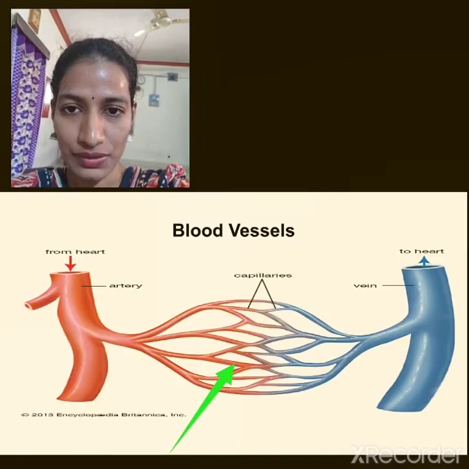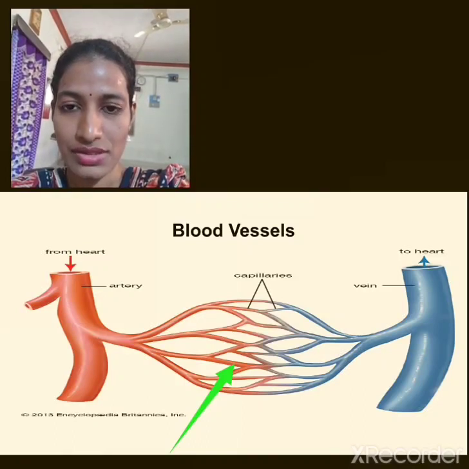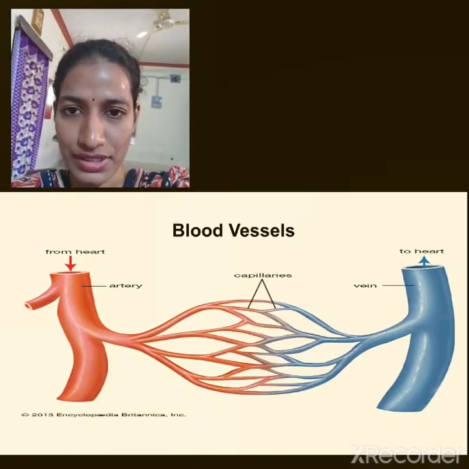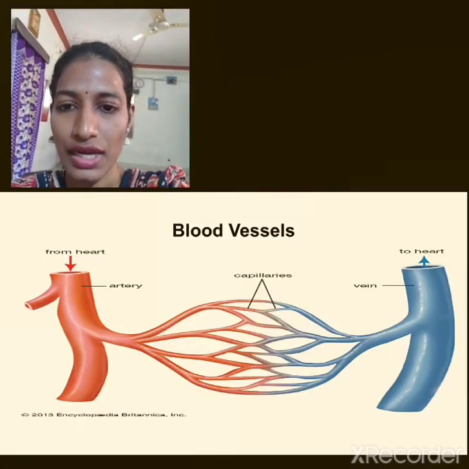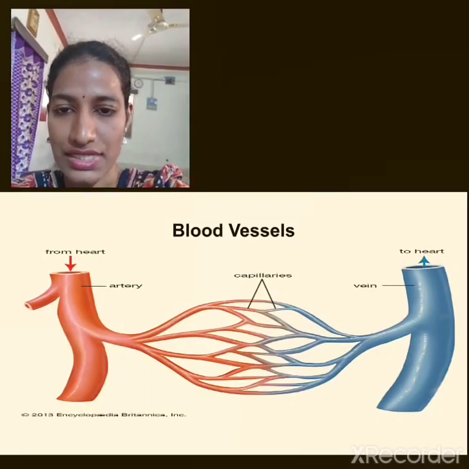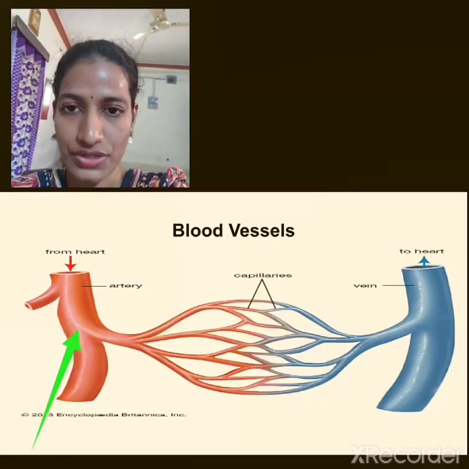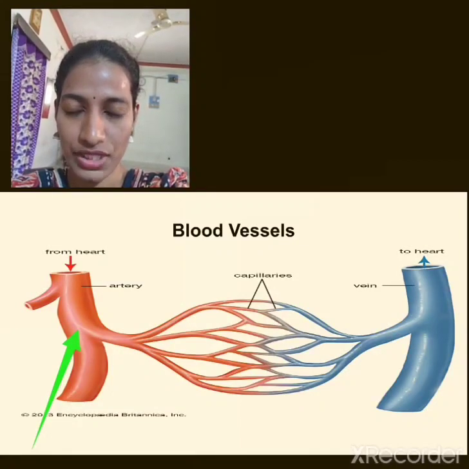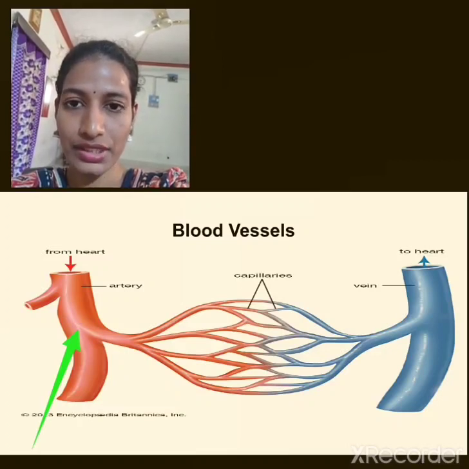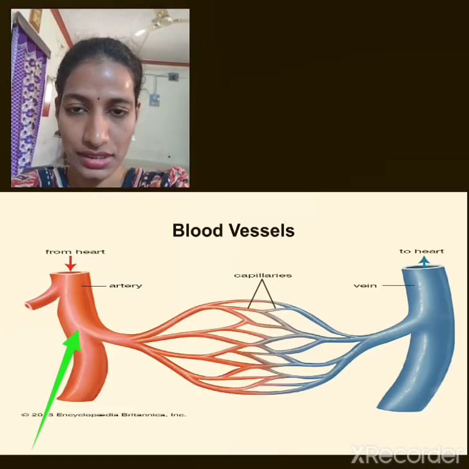So now you are able to understand the arteries. Let me explain this once again then. As you already know, arteries are red in color and they help in the transportation of oxygen-rich blood from the heart to all the parts of our body. They have to supply the blood in large amount, so they have thick, strong walls, and they are elastic in nature.